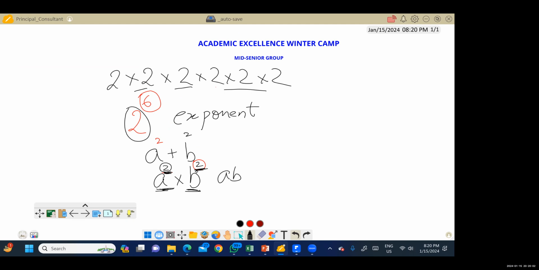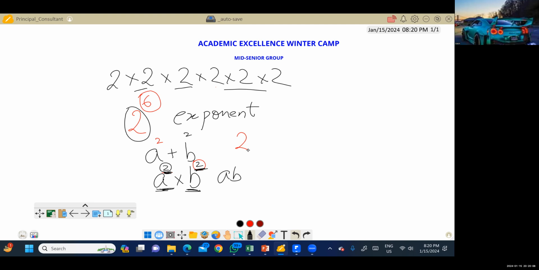Yes, sir, we will merge it. We would add the two powers. Yes, we will add this and this. So A into B, 2 plus 2. Let's take a number and do it. We may not understand with A, B.